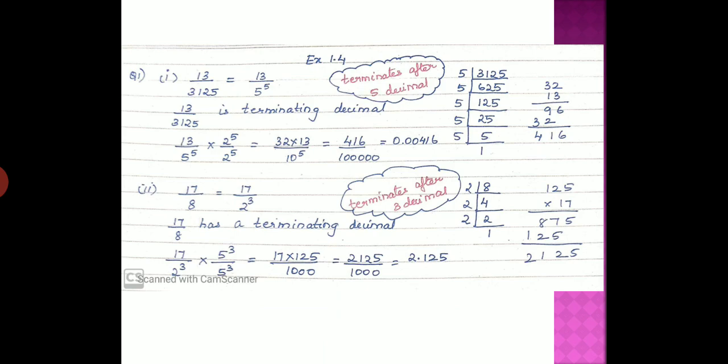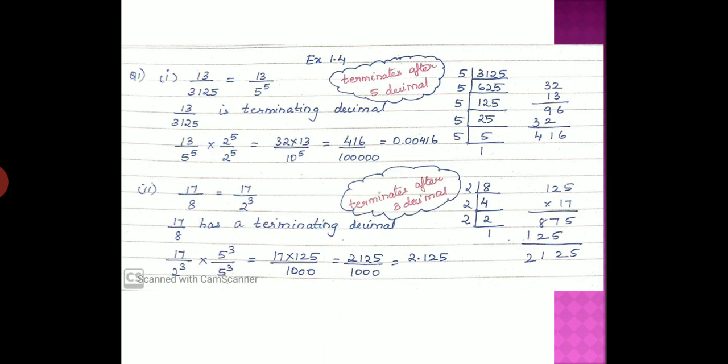You see how many 5s are there in the denominator. There are 5 5s. So how many 5s are there? I will multiply that many 2s. Okay, 5 power 5 is there. So I will multiply 2 power 5 to bring 10 power 5 in the denominator. Okay, and we should not do the actual division. Without doing the division, we are finding the decimal expansion here.